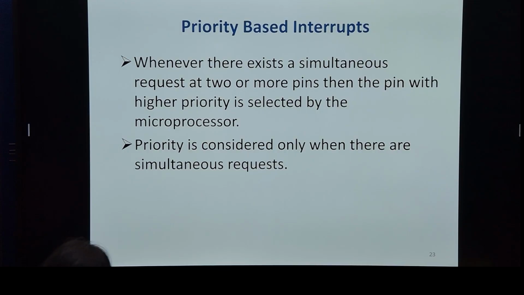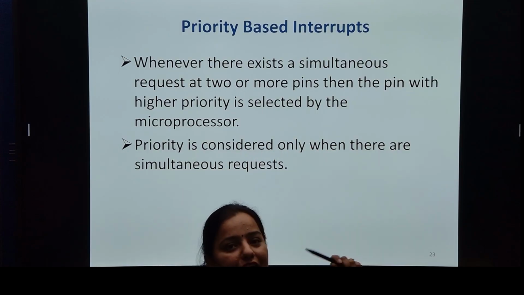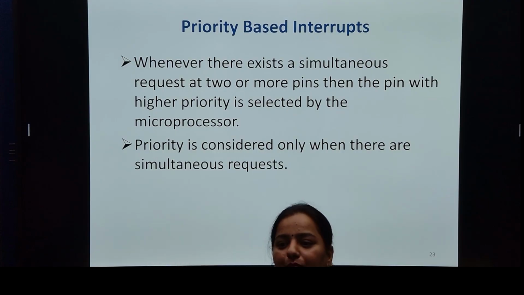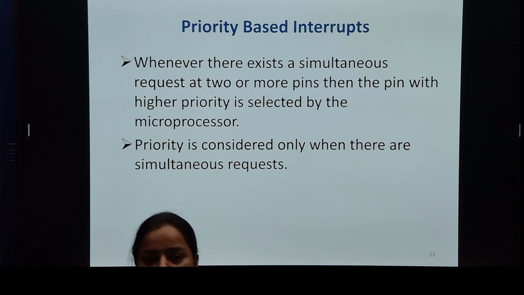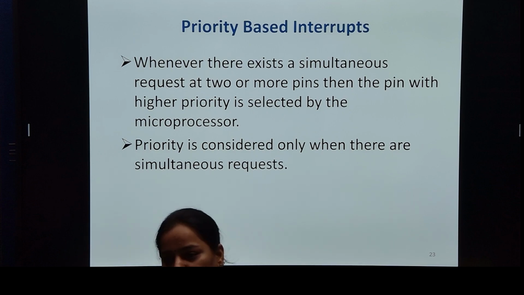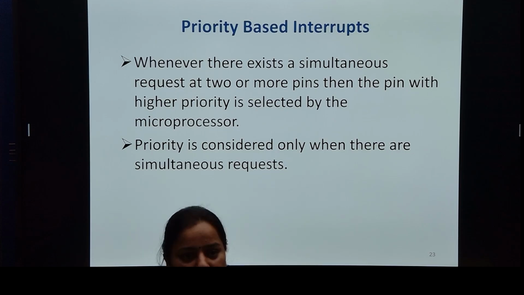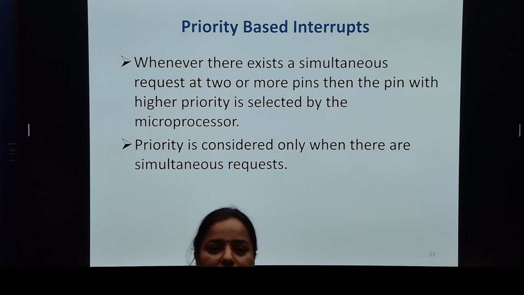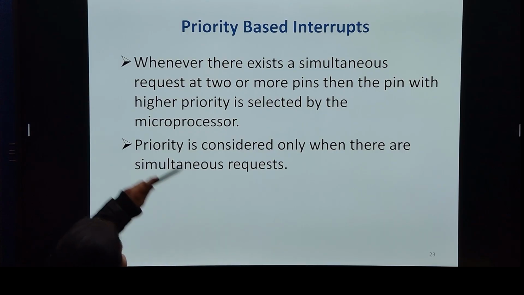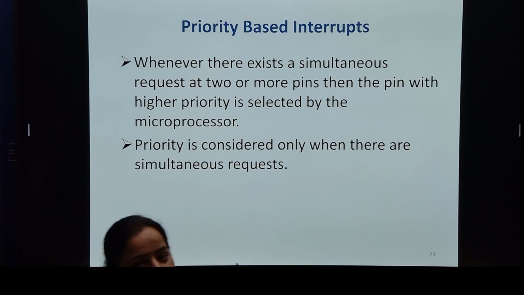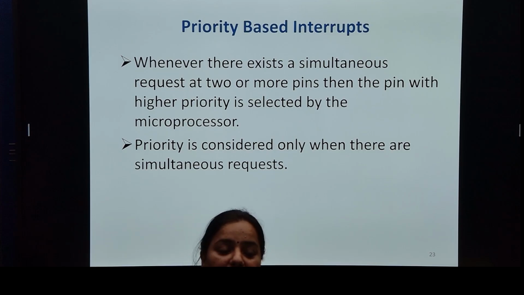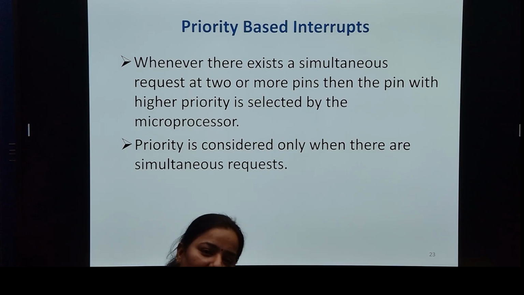The fourth category is priority based interrupt. Priority based interrupt means we are assigning priorities to these interrupts. So whenever a number of interrupts, not one, whenever 2 or 3, more than 2 interrupts are occurring, what will the microprocessor do? The microprocessor will only handle that interrupt whose priority is highest. So here priority based interrupt means we are assigning the priorities, and the microprocessor will handle only that interrupt whose priority is highest. So what are the priorities that we are assigning?